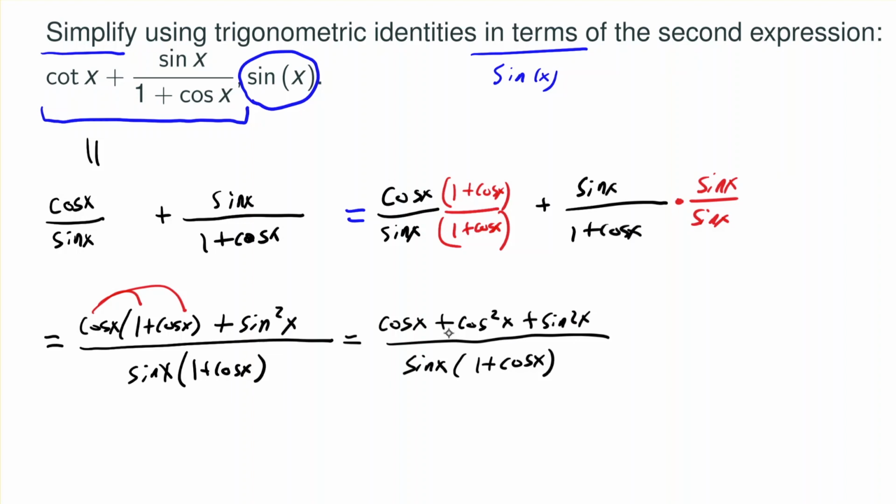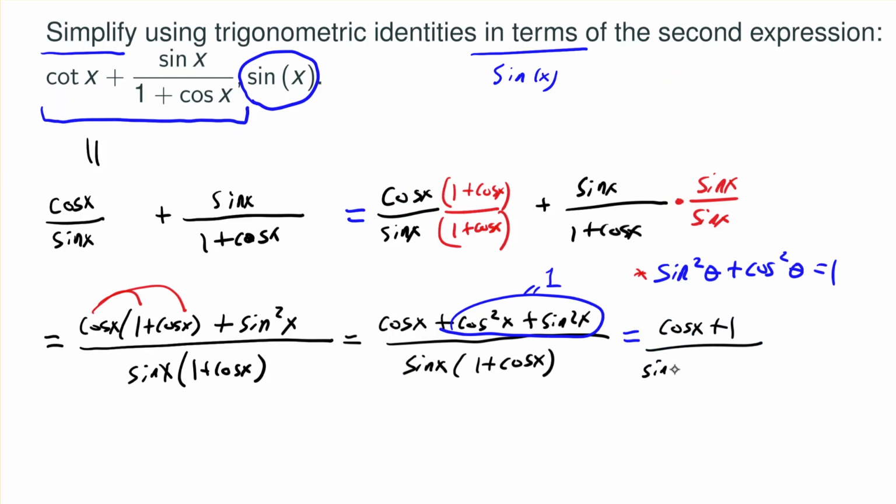So here we have to remember this identity, one you have to remember: cosine squared x plus sine squared x equals 1. So let me write that. Sine squared theta, whatever the angle is, the same angle, plus cosine squared theta equals 1. So that's what we have here, so this entire thing is 1. So when we simplify on the right side, we have cosine x plus 1 over sine x times 1 plus cosine x.